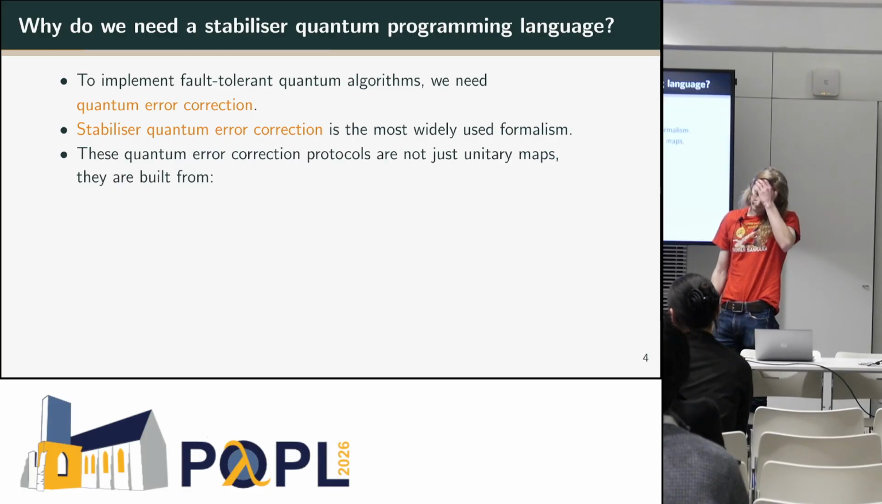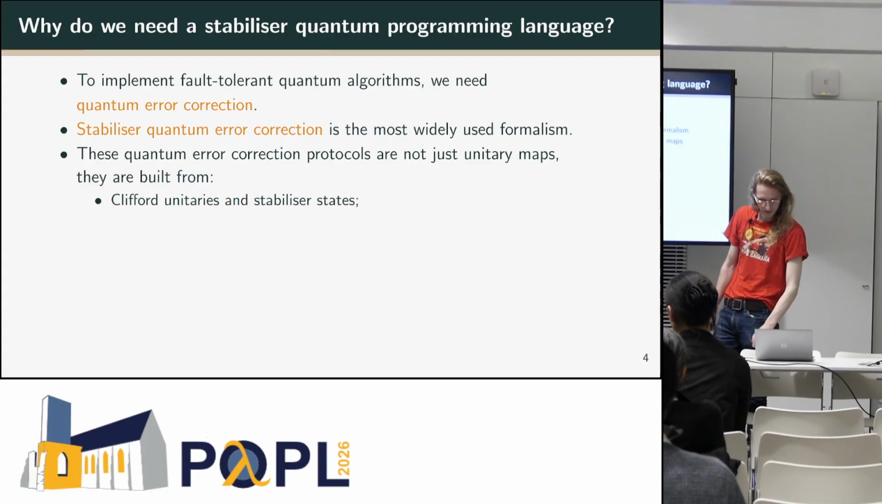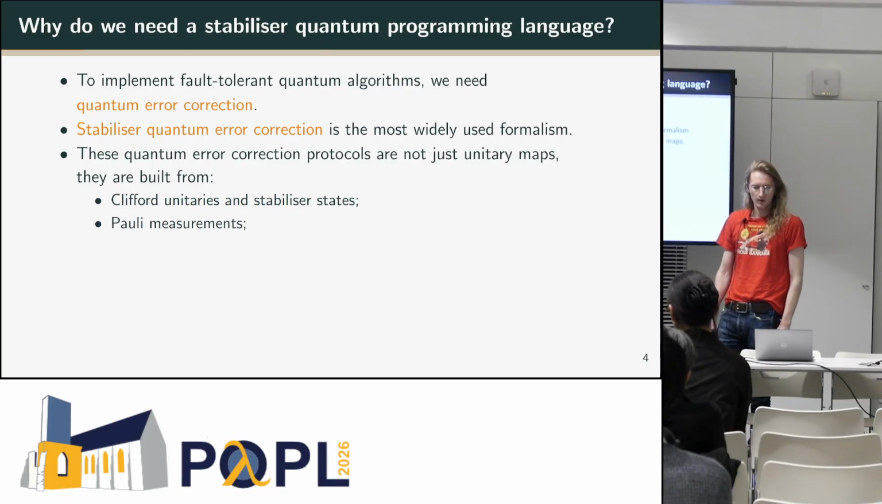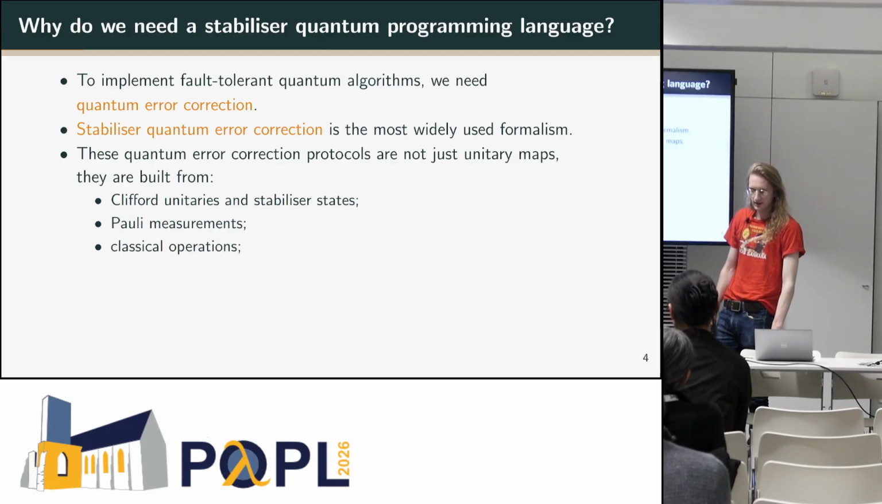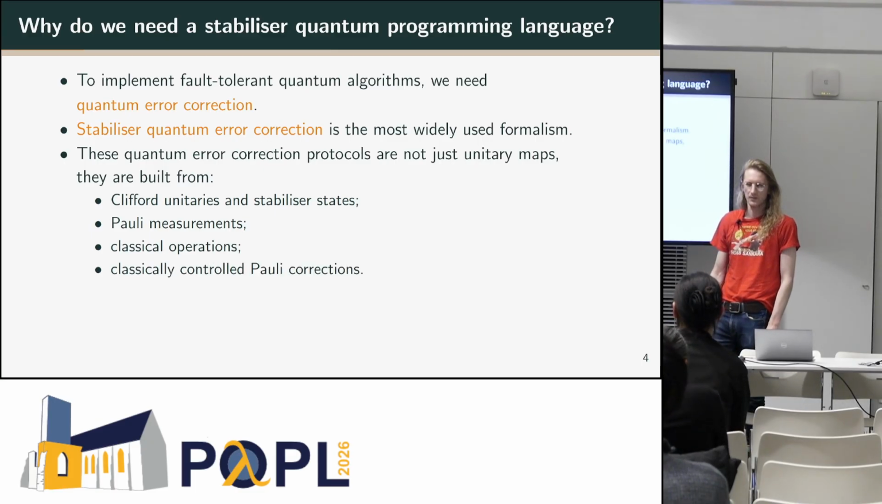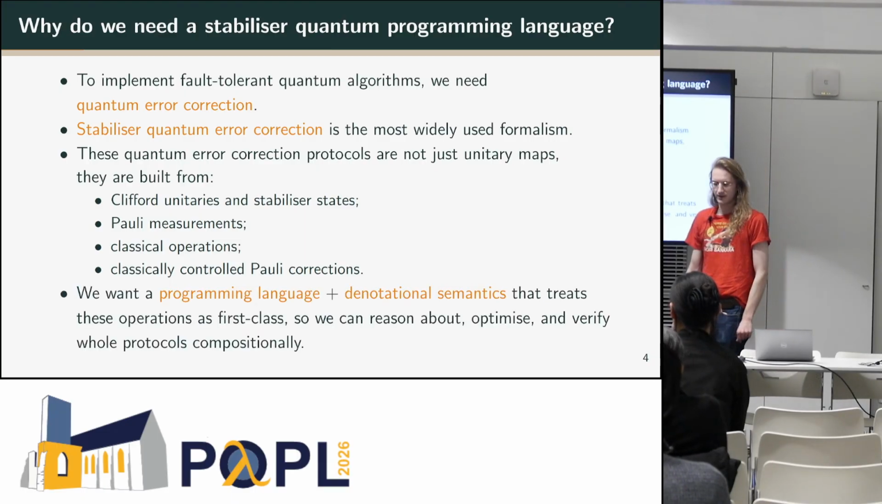And stabiliser quantum error correction doesn't just use unitary maps. There's a bunch of different operations which are needed. So we need Clifford unitaries and stabiliser states. We need Pauli measurements, classical operations, and classically controlled Pauli corrections. So these are the general basic building blocks of a stabiliser error correction protocol. So this motivates the talk.